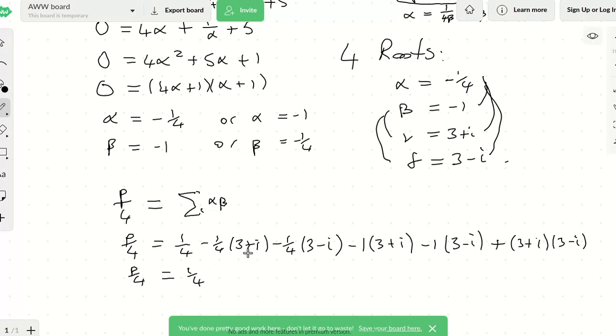Leave the quarter there. We're going to have minus 3 quarters, minus 3 quarters. The i bits are going to cancel. And minus 3 quarters is minus 6 quarters, or minus 3 over 2. Tick when you've taken care of it. Similarly here, you're going to have the minus i, but the plus i, so these are going to cancel. So you're going to be left with minus 3, which is minus 6. Tick when you've done it. And then lastly here, we already know that multiplies out to give 10.